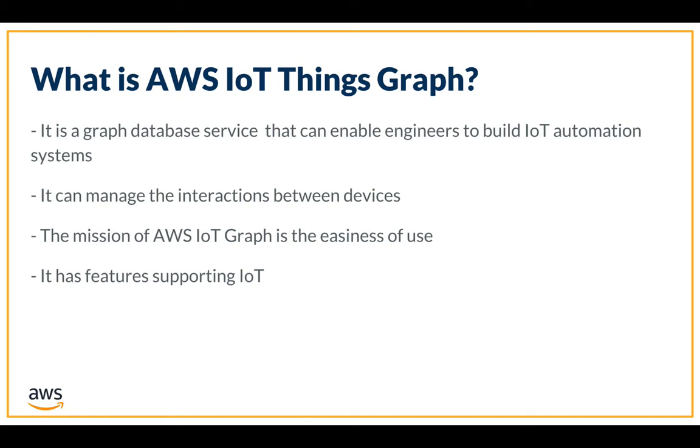It is a graph database service that can enable engineers to build Internet of Things automation systems, and it can manage the interactions between devices. The mission of the company is ease of use, and there are many features supporting Internet of Things applications.